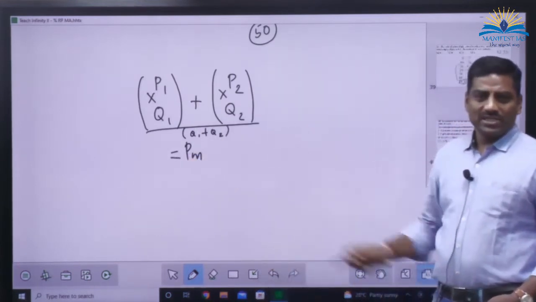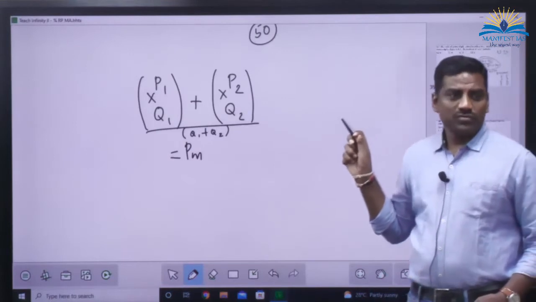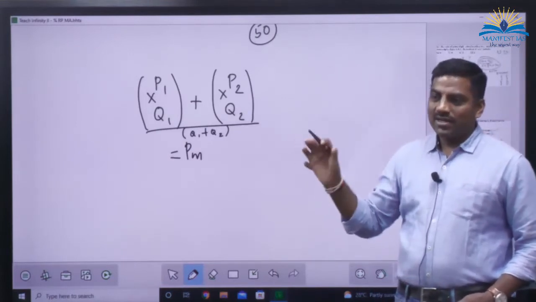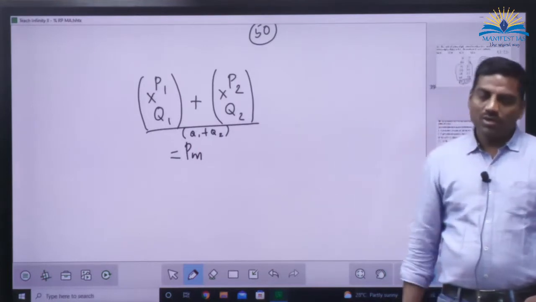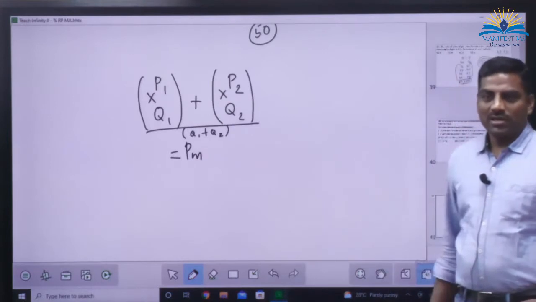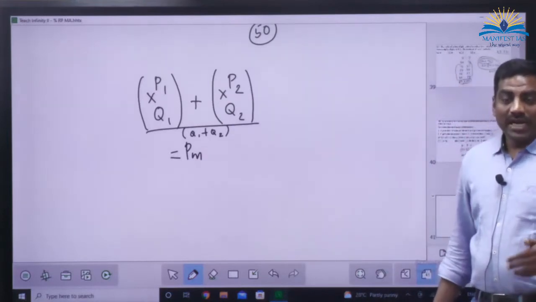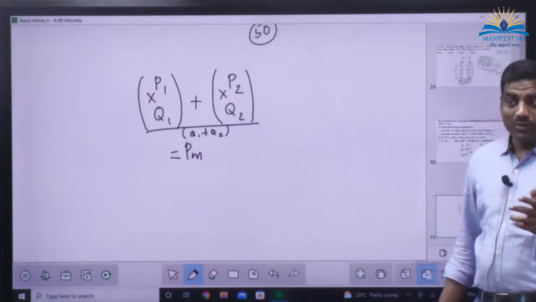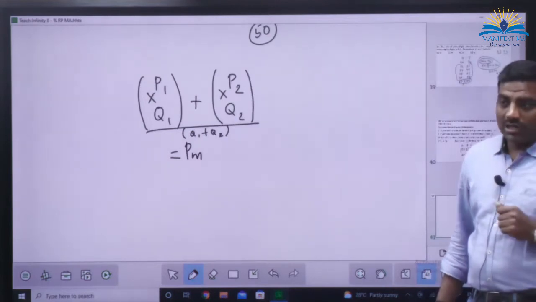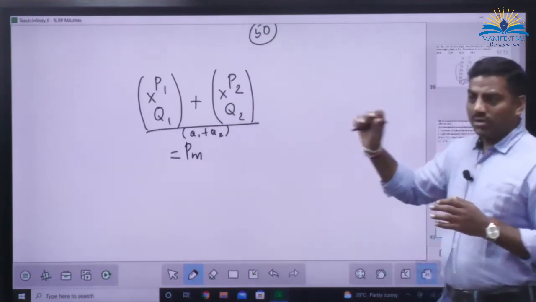Don't write all these things. It will scare you. Simple: rate into quantity, add, and divide by the total quantity. Do it practically. Don't write this formula or something. It will scare you for sure. Then somebody has to come and tell you what is P1, what is P2, Q1, Q2. By then, you would have forgotten. Okay, you understood?